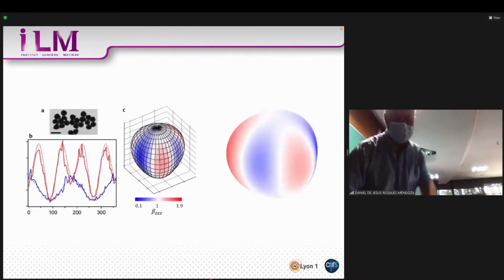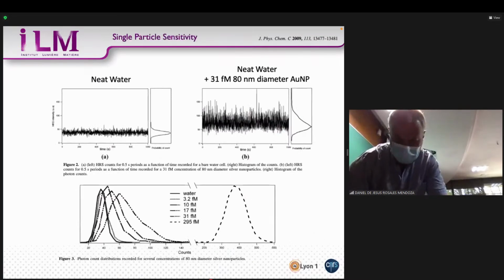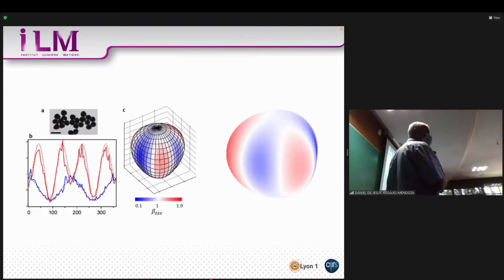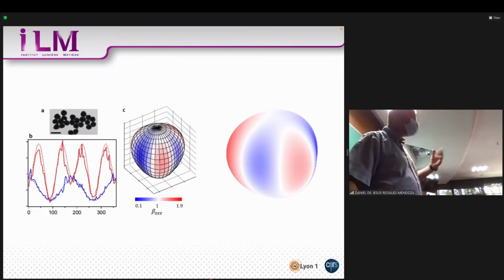So what we can see now is something like this, where we have a solution of particles. We do a hypercolloidal suspension analysis, we get these plots, and we can fully characterize our particle. So it's a nice way to fully characterize the particles.